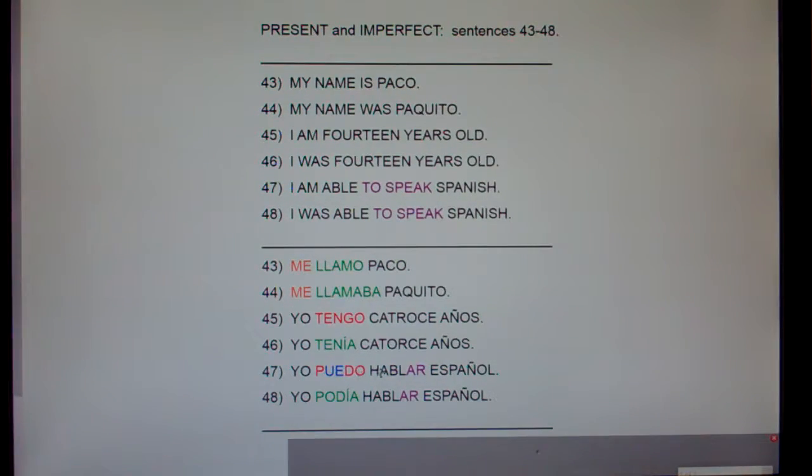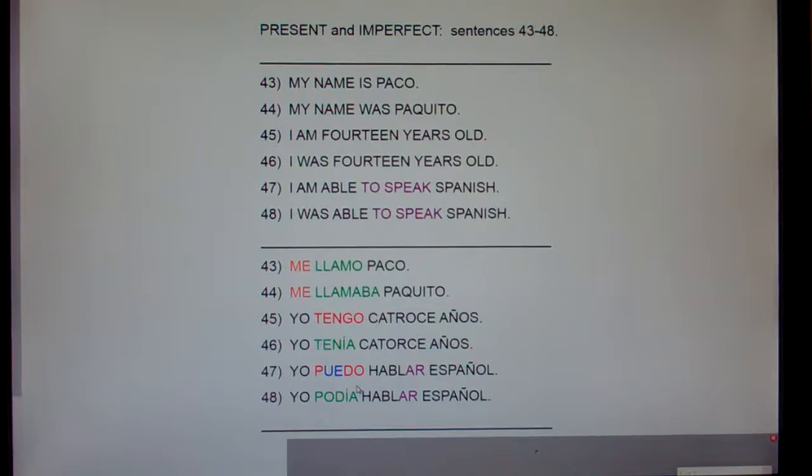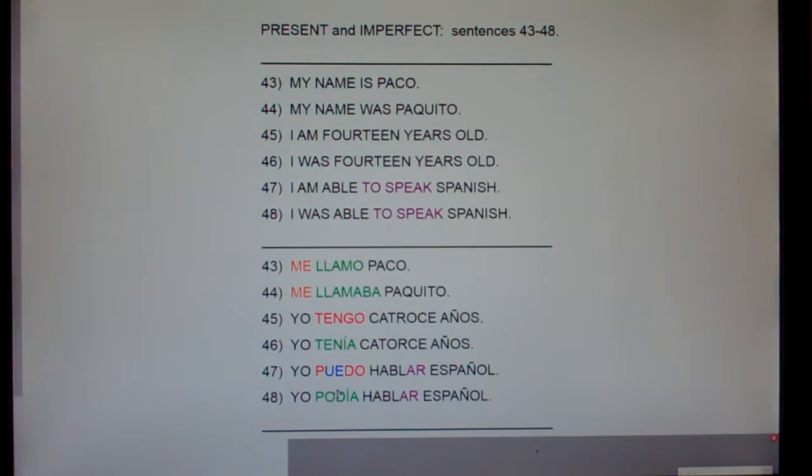Now, I am able to speak Spanish, obviously, is yo puedo hablar español. But notice, we don't just chop off the O and add ia. Nope. We go back to the infinitive. What AR, ER, IR verb does puedo come from? Everybody say poder. Poder. So you write down poder, P-O-D-E-R. And it's past tense, so you're going to chop off the ER and add ia. So it's yo podía hablar español.